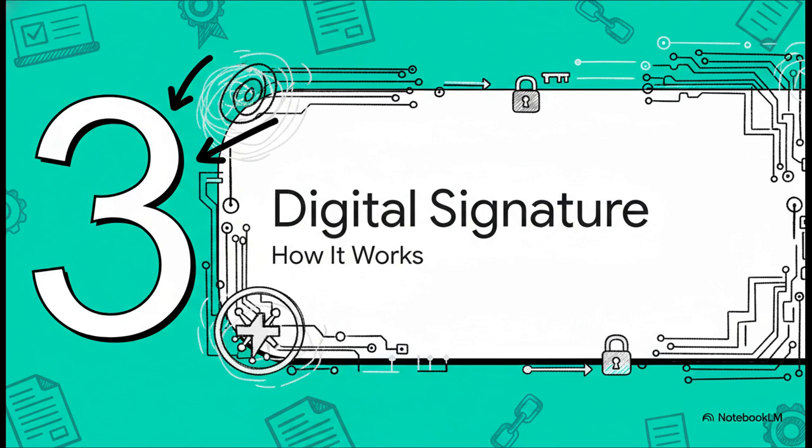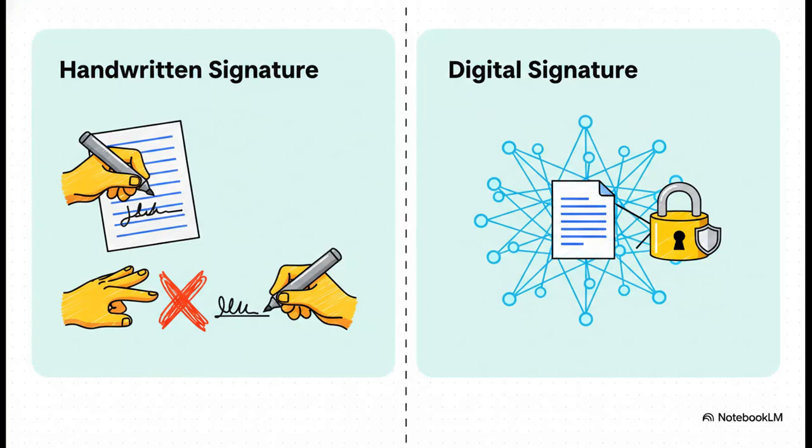Okay, so how does this magic actually happen? Well, the core technology that makes it all possible is something called the digital signature. Let's break down how that works. Let's start with something we all know. A handwritten signature. That's a physical mark, right? You verify it with your eyes. A digital signature, on the other hand, isn't something you can see. It's a really complex mathematical scheme that's verified using cryptography. And here's the kicker. While a physical signature can be forged, a properly implemented digital one is incredibly secure.